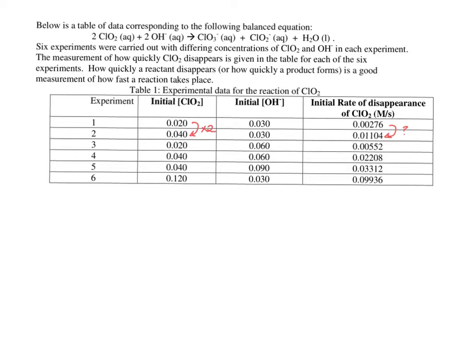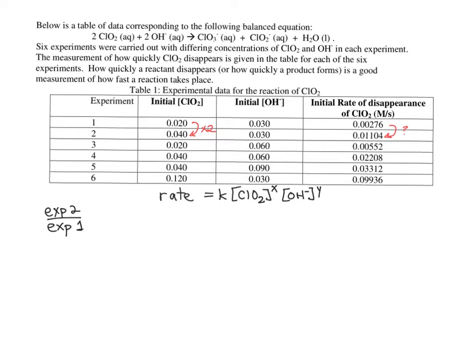So if we think about the rate law like this, the rate is equal to k times the concentration of ClO2 to the x power, because we don't know the order yet, times the concentration of hydroxide to the y power. We're going to set up a ratio. We're going to use experiments 1 and 2. I'm going to do experiment 2 on the top because it's got the higher concentration. I'd rather deal with numbers bigger than 1 than numbers less than 1.